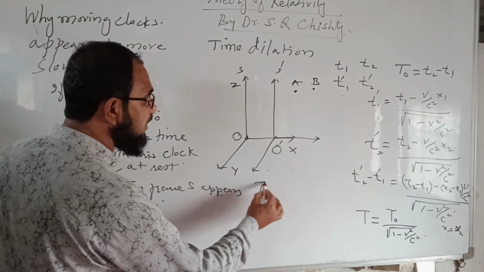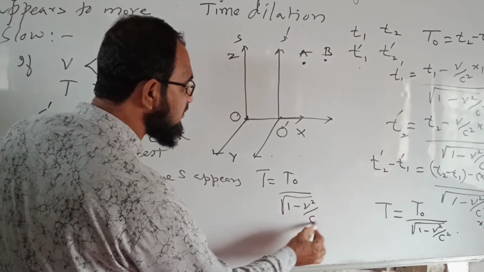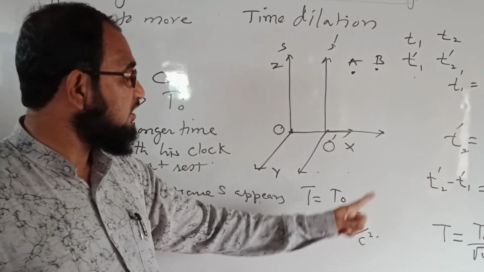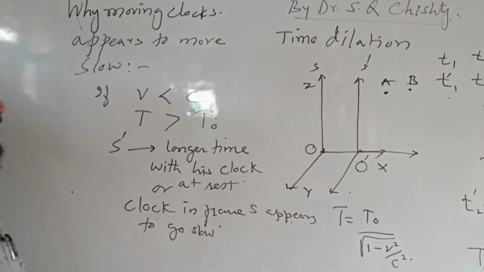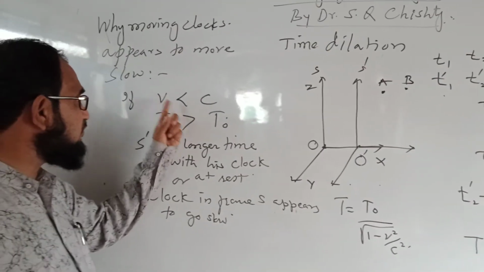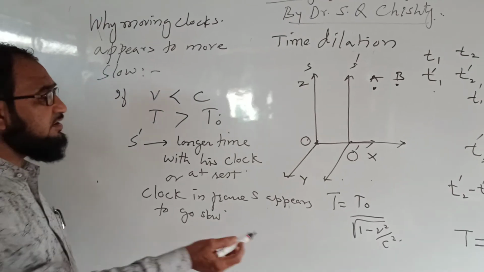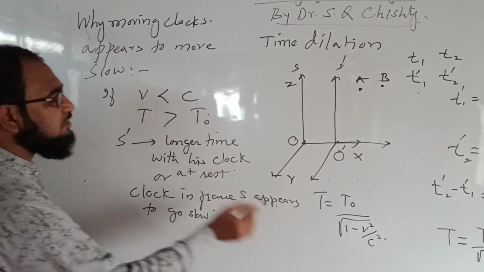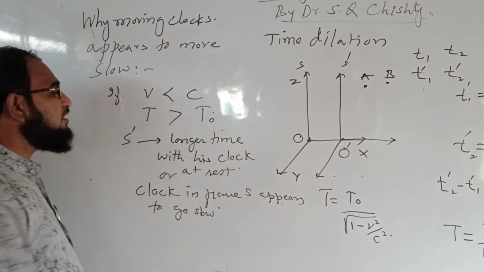We know the formula T is equal to T0 upon root over 1 minus v square by c square, where v is the relative velocity and c is the velocity of light. So if the velocity v of the frame for the observer is less than the velocity of light c, then using this formula the time T will automatically be greater, because the denominator will be less than 1 and the time T will be more than T0.